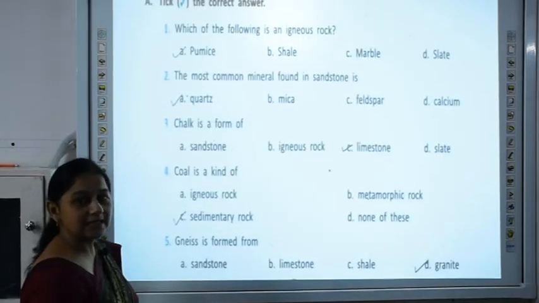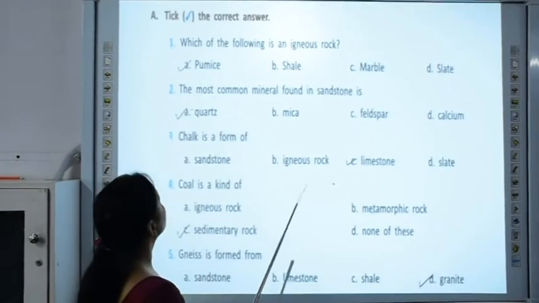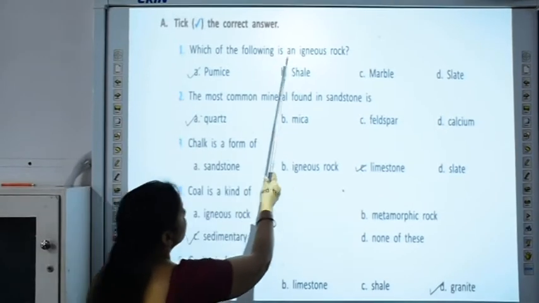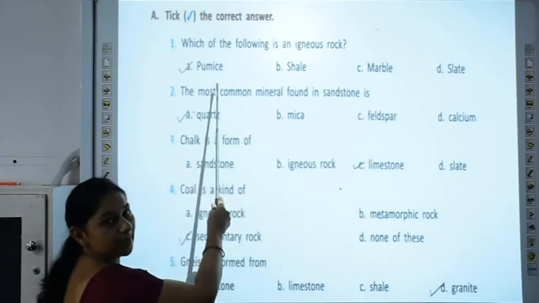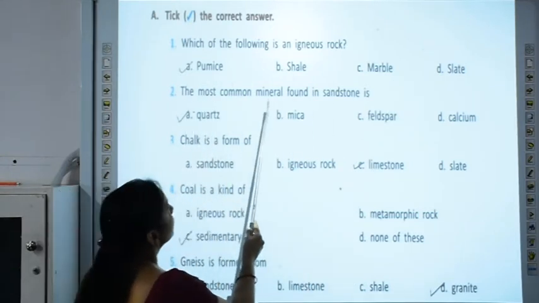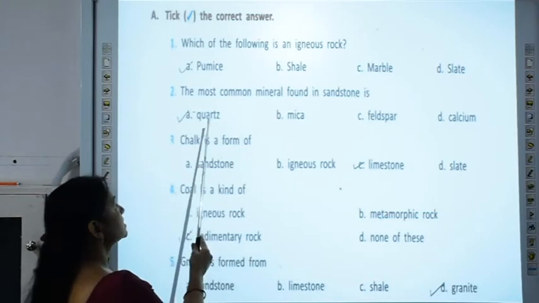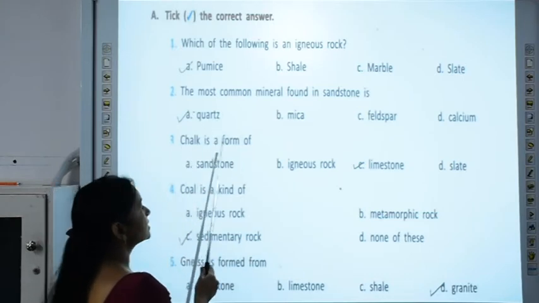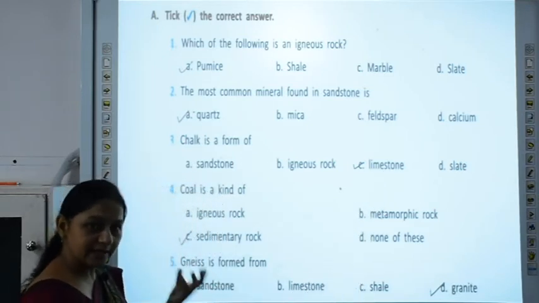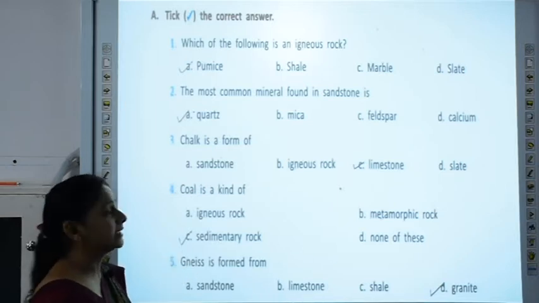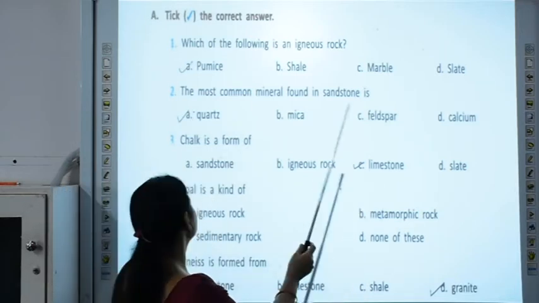Coming to the back exercise, tick the correct option. This is the first question in the last of your book, chapter. First one, which of the following is an igneous rock? Among these four, the igneous rock is pumice. The second, the most common mineral which is found in sandstone is quartz. Now the third one, chalk is a form of limestone. As I told you when I explained limestone, it is a sedimentary rock, and it contains mostly calcium mineral in it. So chalk is also a form of limestone.